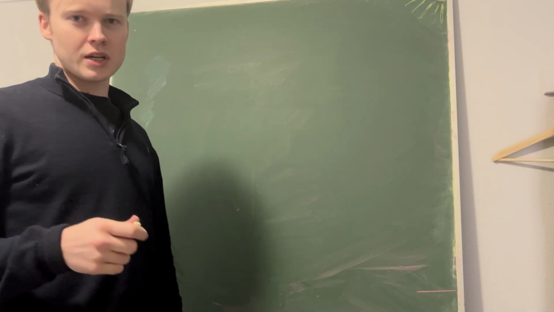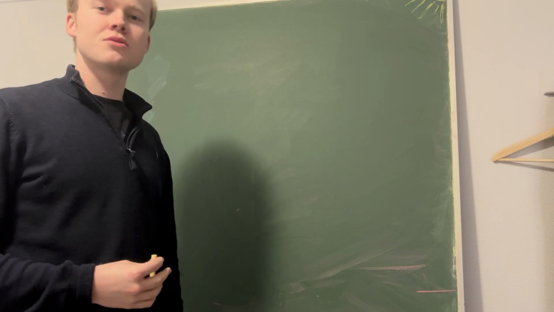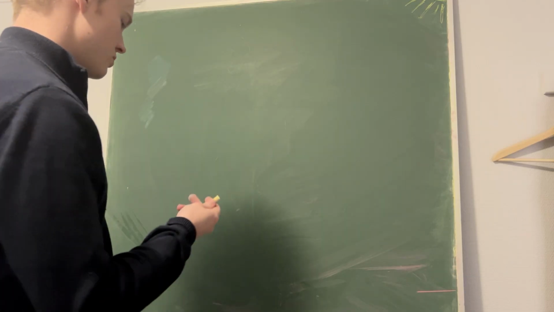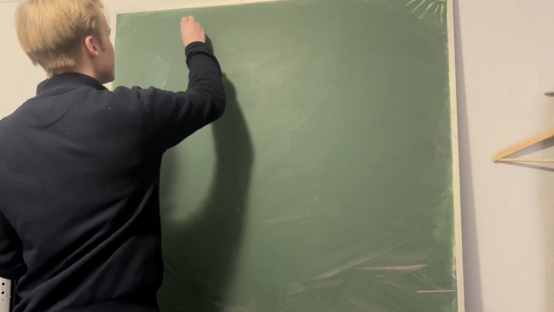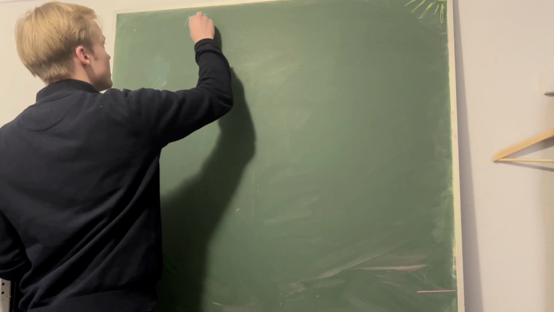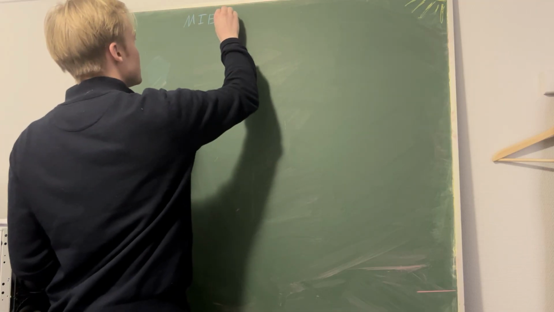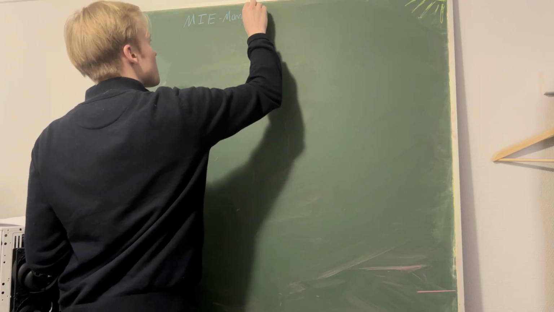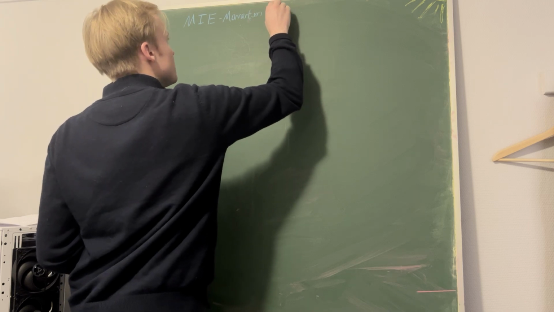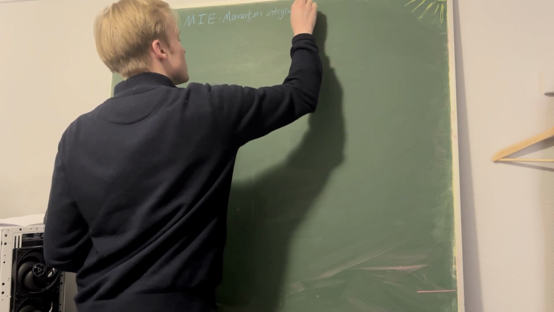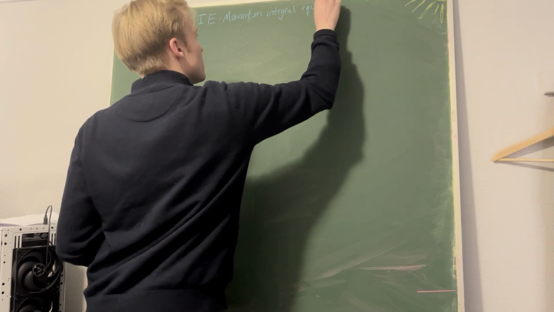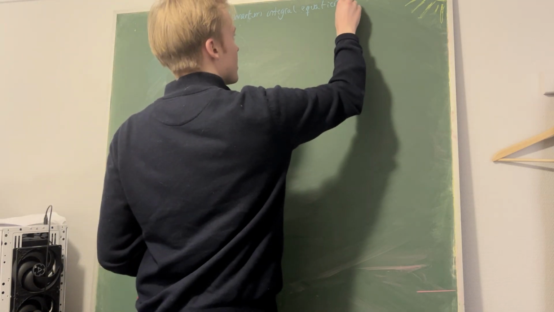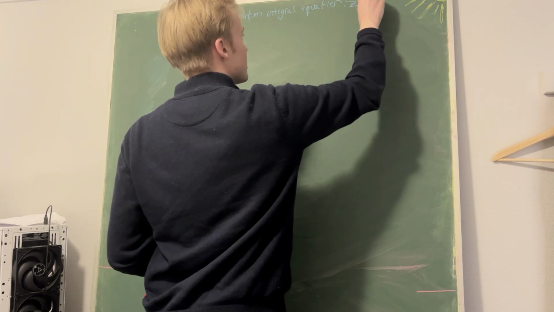Today we're going to check out what is called the momentum integral equation for a zero pressure gradient case. So let's start by writing that up. It's called the MIE, which is the momentum integral equation. And in this case, we're going to look at it for a ZPG case.